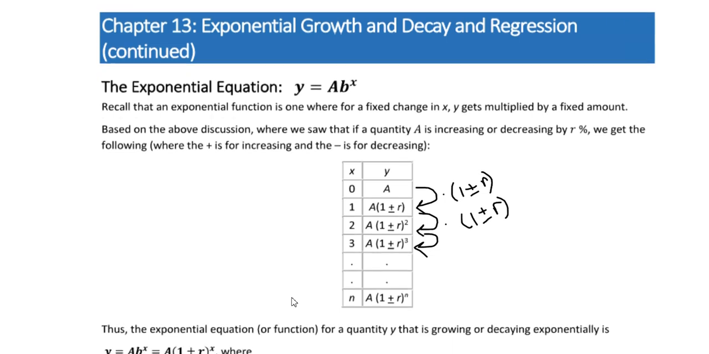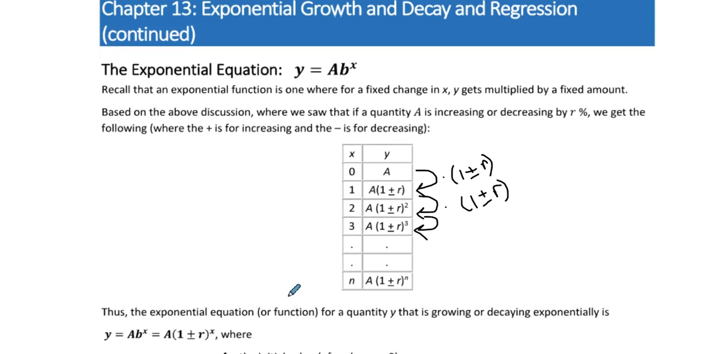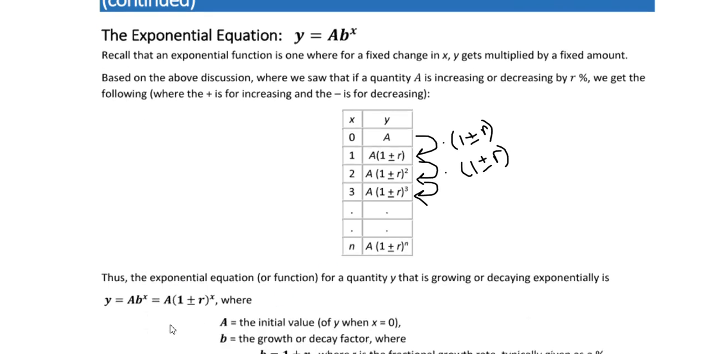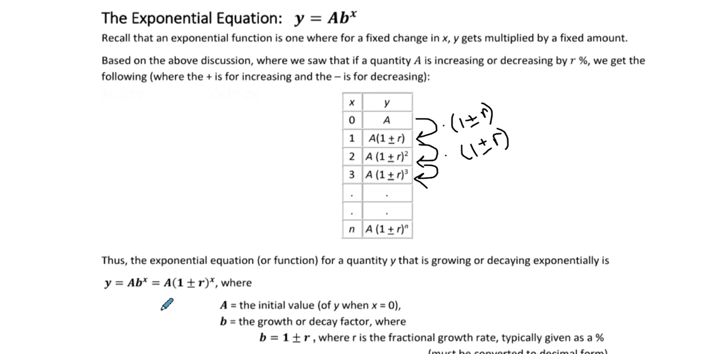So if we were to think about representing this as an equation, hopefully you'll be able to make the connection between what we saw in the spreadsheet as well. We're going to look at two basic ways that you can express this exponential equation. One is to think of it as y equals a times b to the x. The other is replacing the b with 1 plus or minus r. So let's break down each of the pieces here.